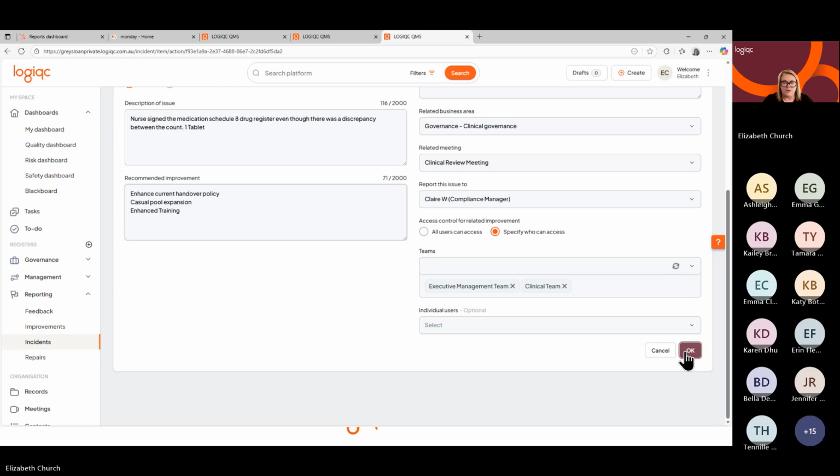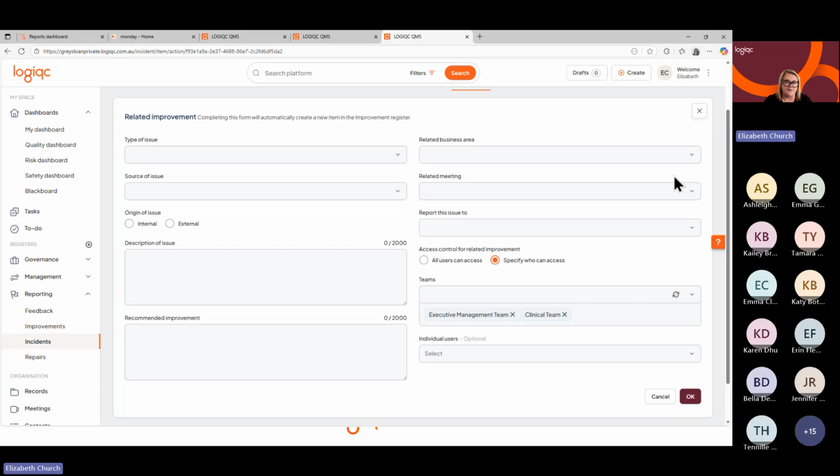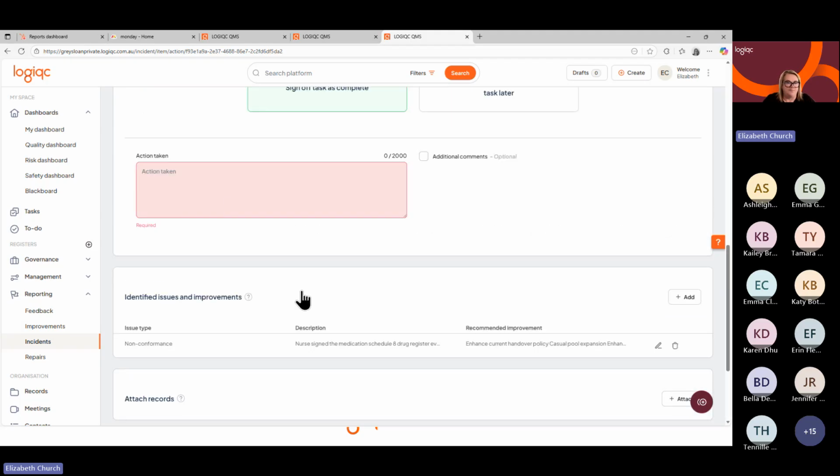So we've got that non-conformance, and now what we want to come in and do is take those immediate actions and those actions that we want to do over a time period and report them as related improvements as well. So we just continue to open that modal layer drawer and add all of those improvements in here.